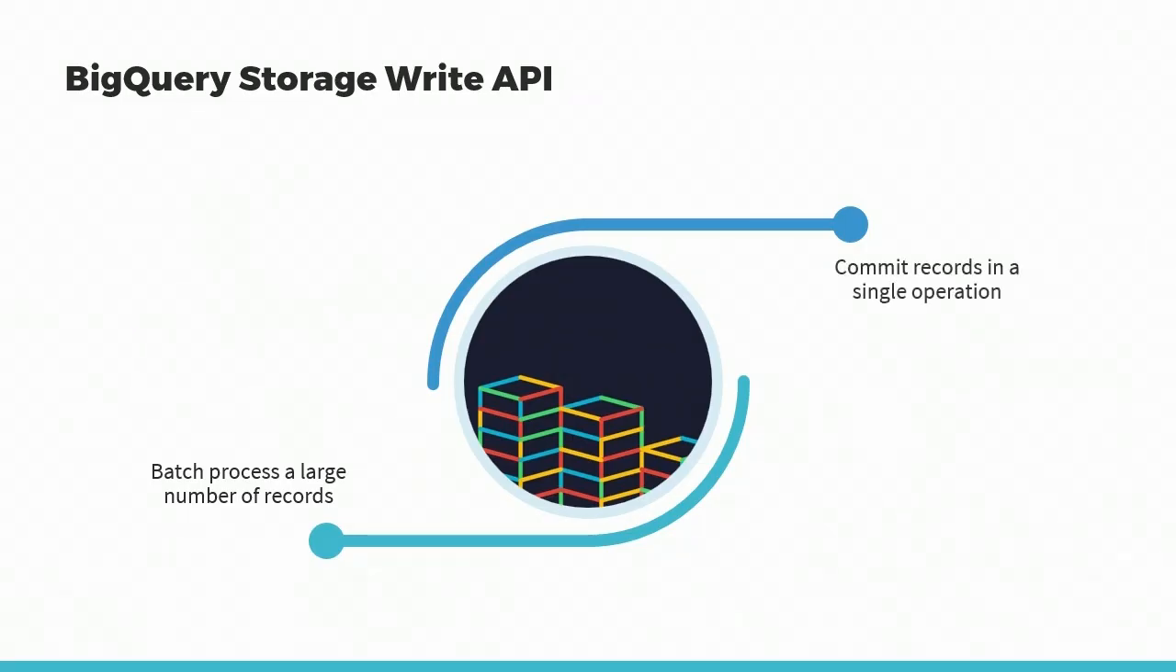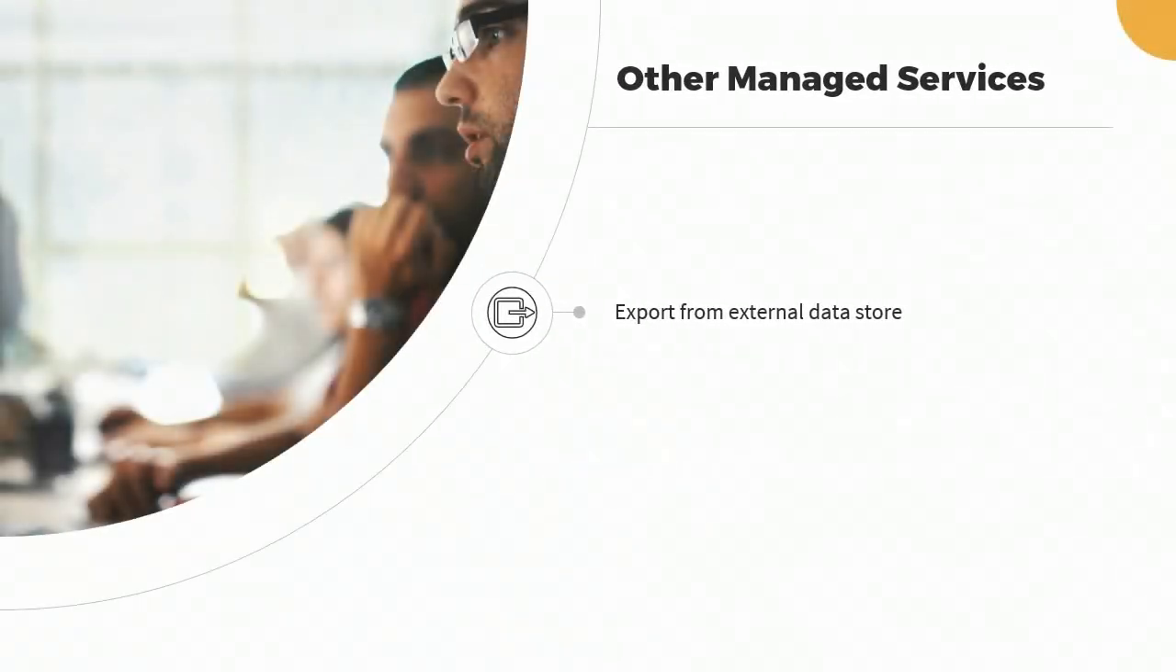And we can commit records in a single operation, so that's useful. When we are dealing with this kind of operation, we're collecting as many records as we can that we want to write to the database, and then we are going to commit. We're going to see all of those records show up in the database table, or none of them will show up. That's the idea of having a commit. There are some other managed services that we can use where we can export our data from an external data store. So you might want to use, for example, a Firestore export.